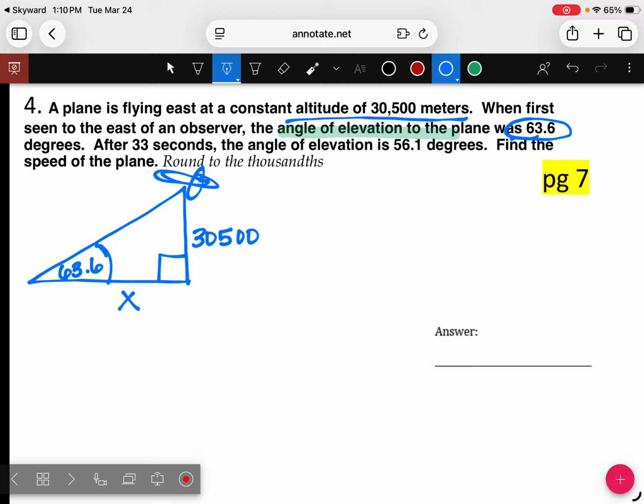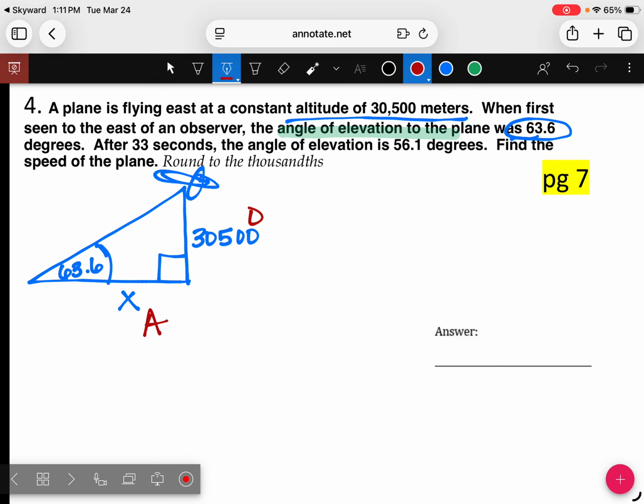So what's my trig ratio? What are you using, sine, cosine, or tangent, to find distance? What did you use, Aaliyah? Sine, cosine, or tangent? Tangent. I agree, because we're trying to find adjacent, and we know the opposite.